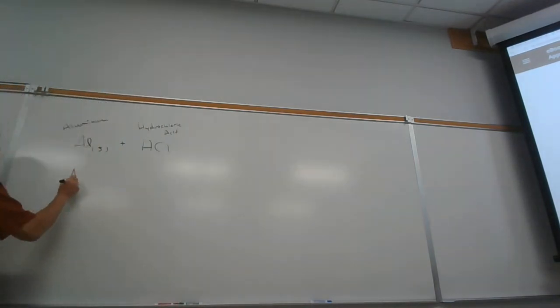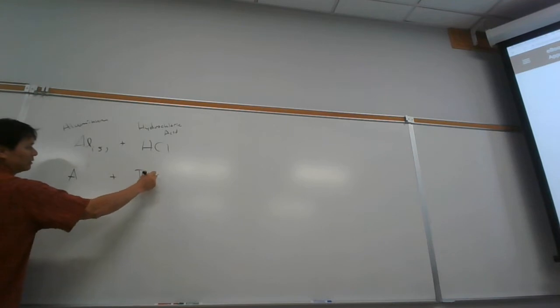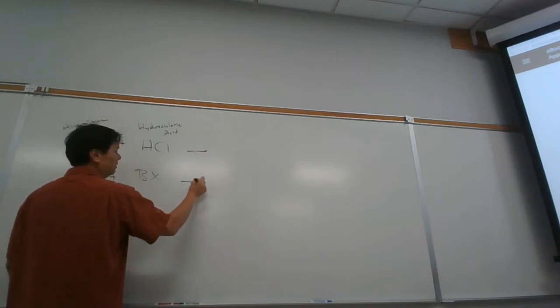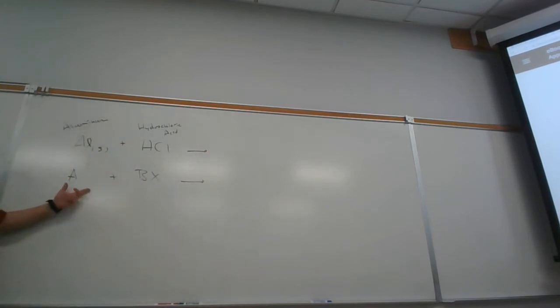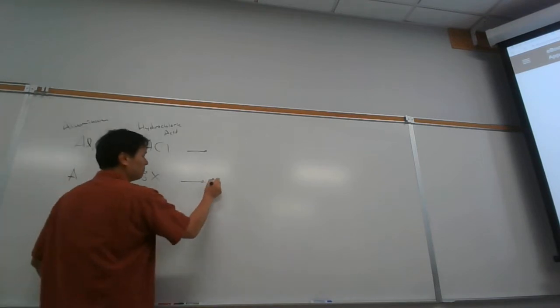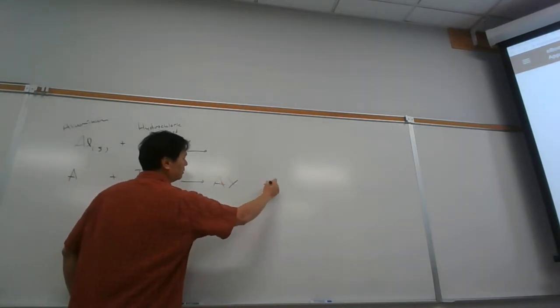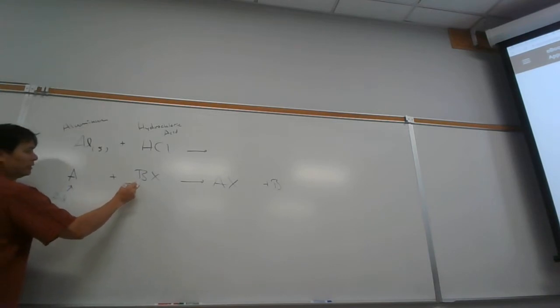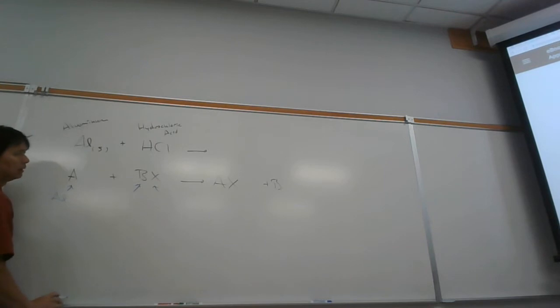And so what we say is this is the A plus BX pattern. And what does it form? Well, we look at the pattern here, and the pattern's going to form AX plus B. So we have to look at what these are. A is just aluminum. B is what? Well, B is the cation.